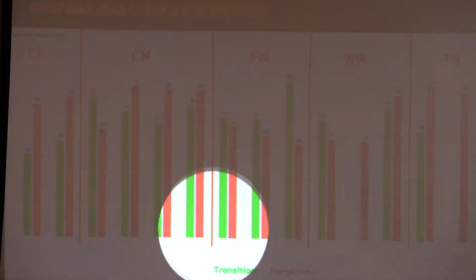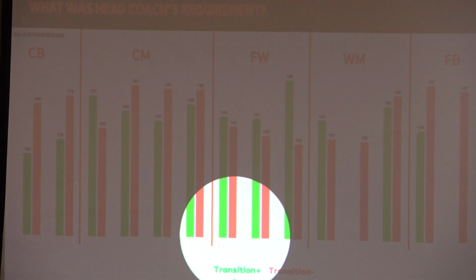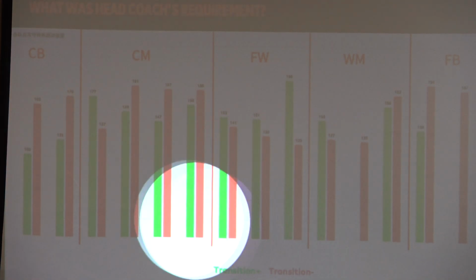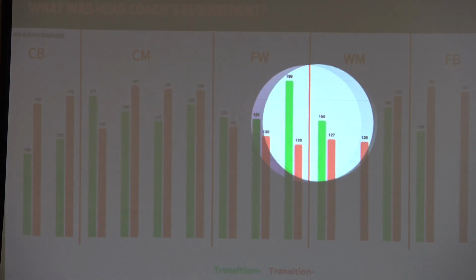So this is again the green ones are the offensive transitions, the red bars are the defensive transitions, and this is for each player, each individual player.